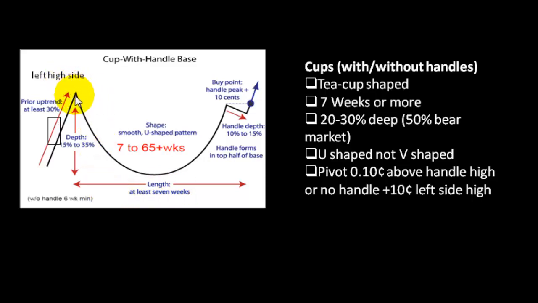It's only going to be about 20 to 30% deep in a normal market. In a bear market, it might be as deep as 50% when it corrects. But you like to see a prior uptrend. Then you've got this correction, and then it forms a little handle. It's the last chance to shake people out. So 10% above the high in the right side of the cup will be your buy point. You add 10 cents to it and you're ready to go.